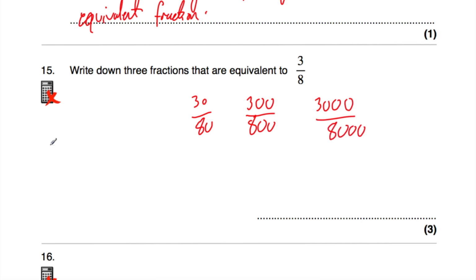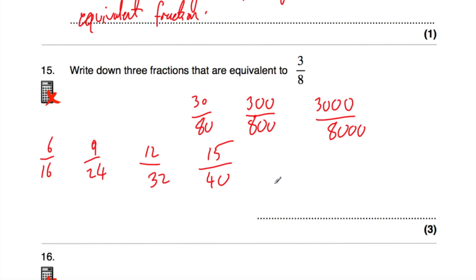We could double them both to get 6 over 16. We could times them both by 3 to get 9 over 24. Now actually, if you notice, if you just keep adding 3 to the numerator and 8 to the denominator, we can get lots of equivalent fractions. Adding another 3 would be 12, and adding another 8 would be 32. Adding another 3 would be 15, adding another 8 would be 40, and so on. So there's lots of different approaches that you could use there.